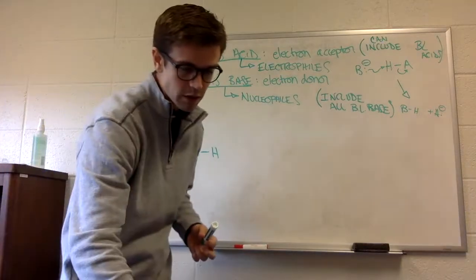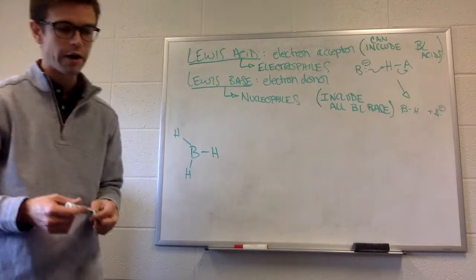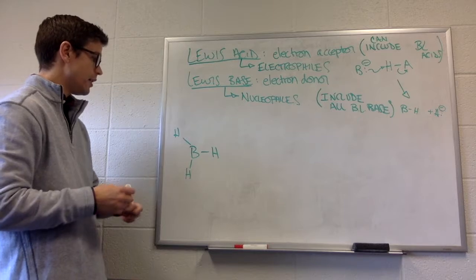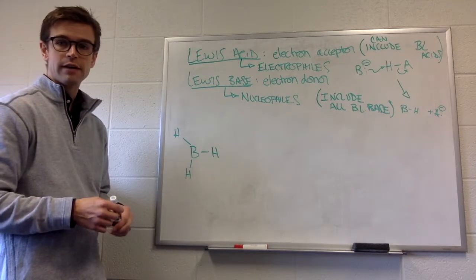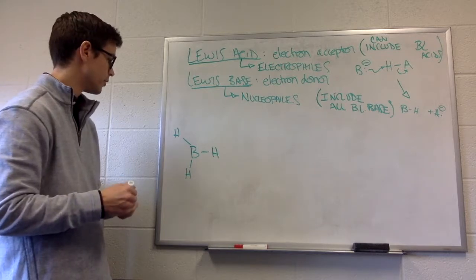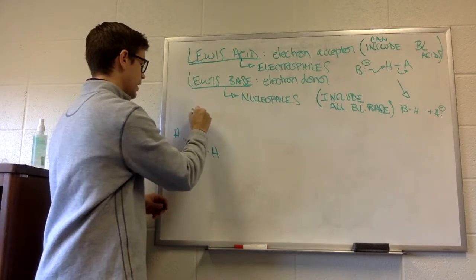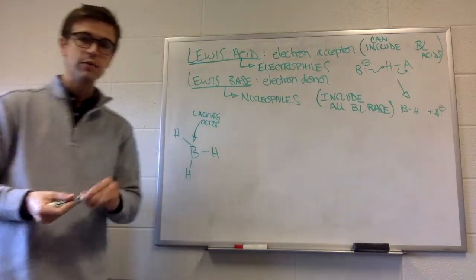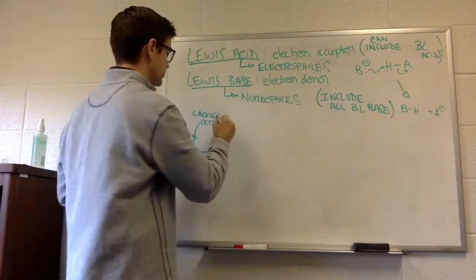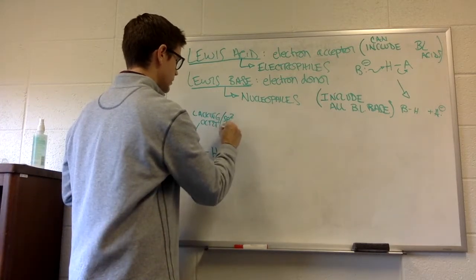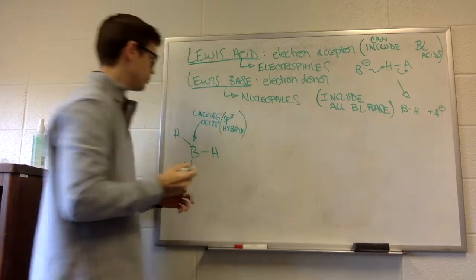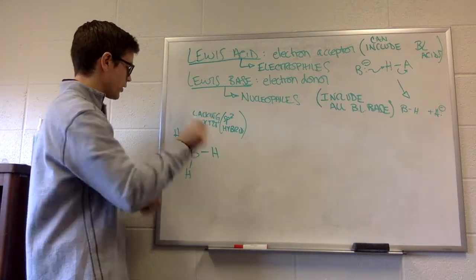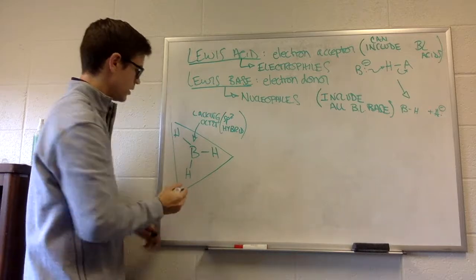So next on your sheet, we have something where it says BH3 with water. So BH3, this is the Lewis structure, and it's important to note here that boron does not have a lone pair. So boron is lacking an octet, and because of that, it's going to be sp2 hybridized. And that makes it trigonal planar. So we've drawn it trigonal planar here. We can see it's kind of a triangle.